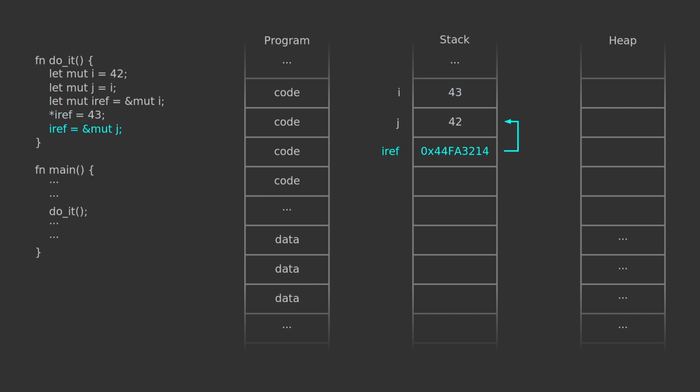Finally, we update iref to make it a reference to j. Note how the memory address is now 4 less than before, because j is 4 bytes below i in memory. If we were now to dereference iref, we would be operating on the value of j rather than the value of i.